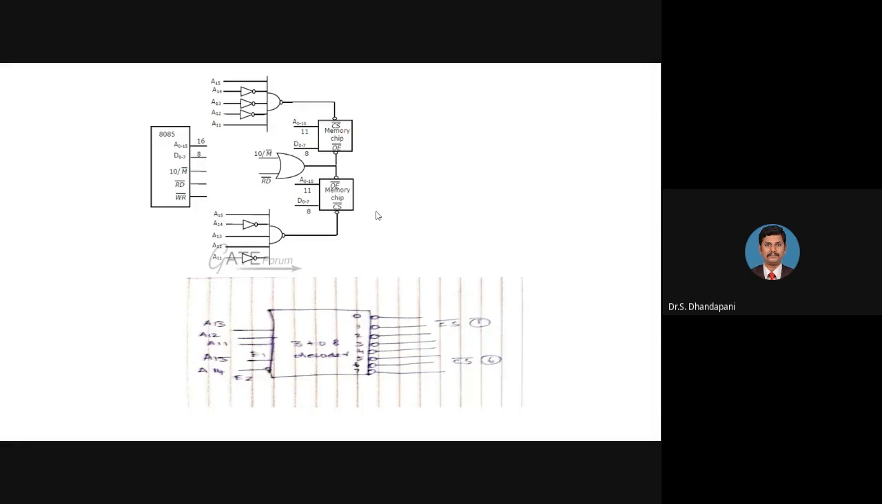Okay, I hope everybody has followed it. It is based on memory mapping. We stop with this. Tomorrow, the VLSI part will be continued.